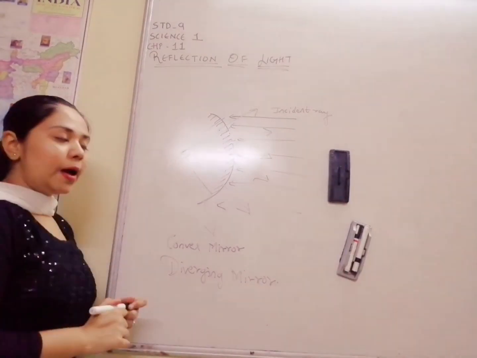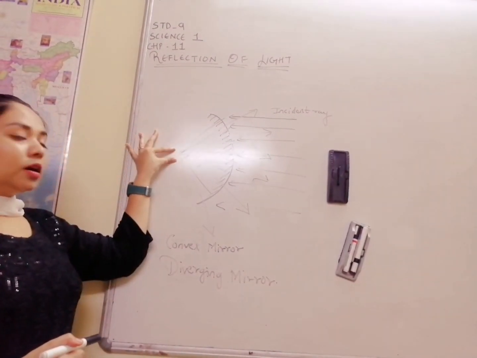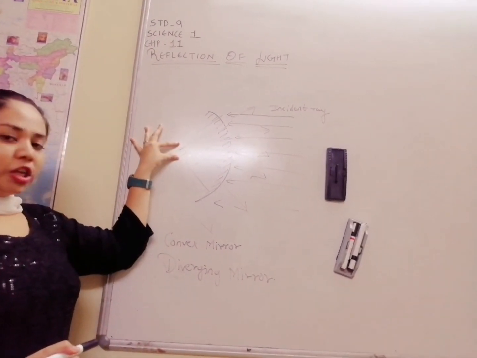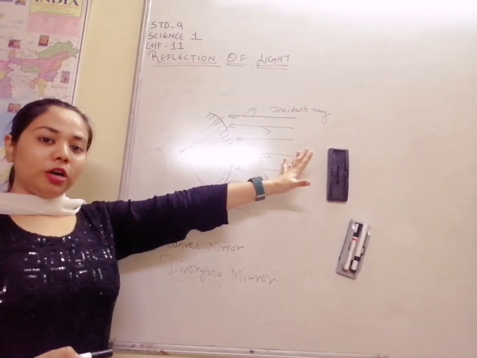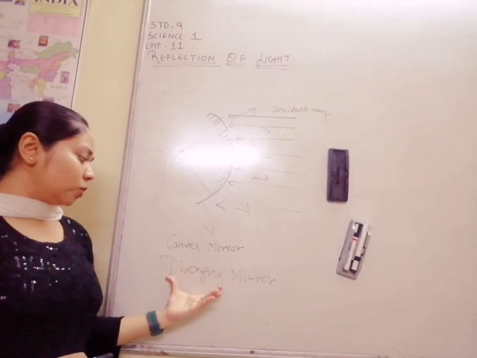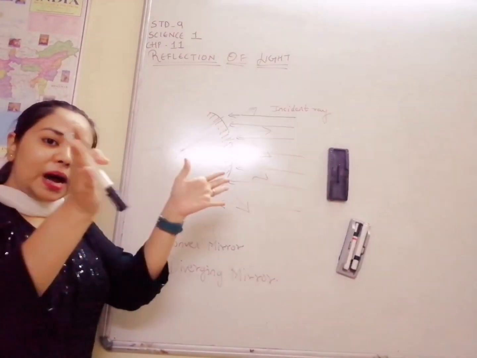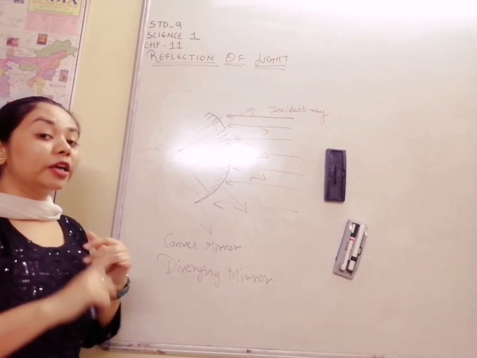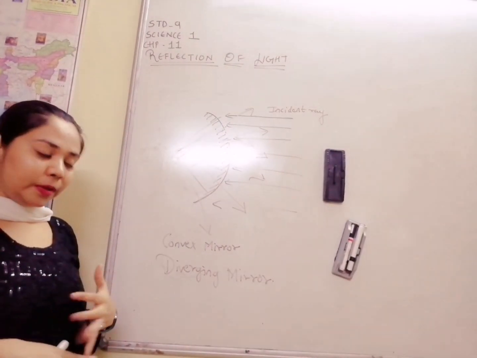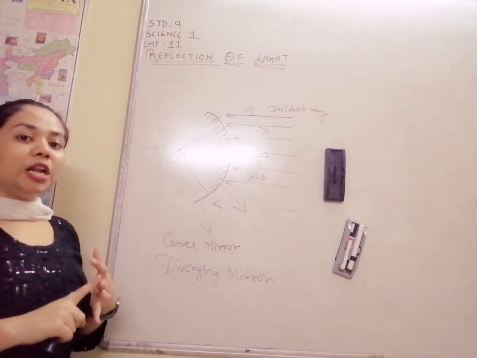Okay, what will happen? The incident ray will come. It will be converging at one single point, and from that all the reflected rays will fall apart, and that's why it is known as what? Diverging, because they are moving apart. So that's why it is known as a diverging mirror. The concave mirror was a converging mirror, and the convex mirror is a diverging mirror.